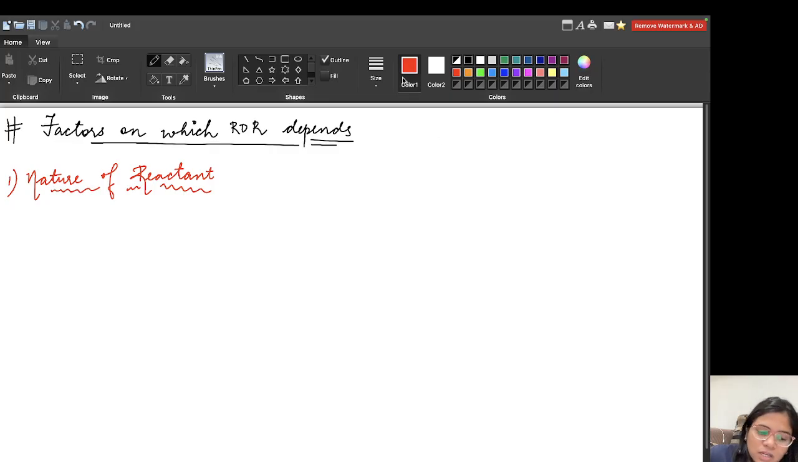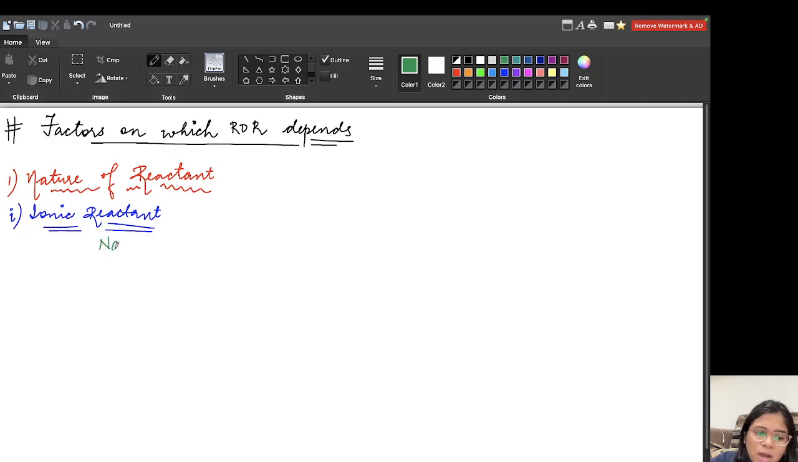Whether it's an ionic reactant or a covalent reactant, or a homogeneous or heterogeneous reaction. There are a lot of things in nature of reactant. First thing in this, whether it's an ionic reactant. See, what are we doing? We are actually finding the speed of the reaction, right? Now, if you have an ionic reactant, the ions are already present in it, so the reaction will be very fast.